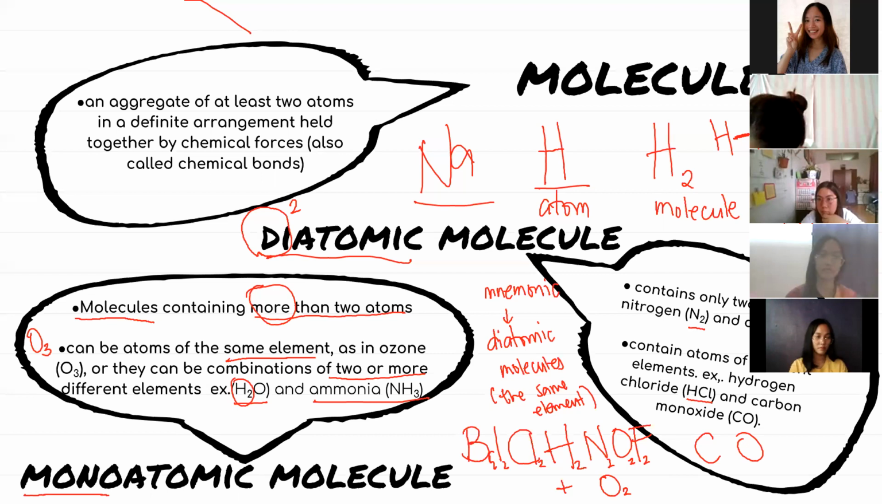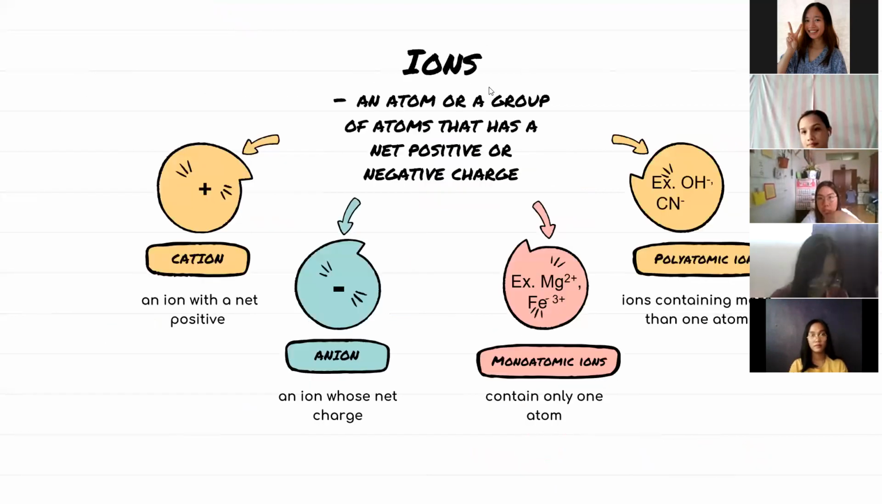Questions so far? Namoy wala na sabtan. So let's talk now about ions. We have here, syempre, pag ang atom nagkaroon og charge, mahimo na siyag ion.